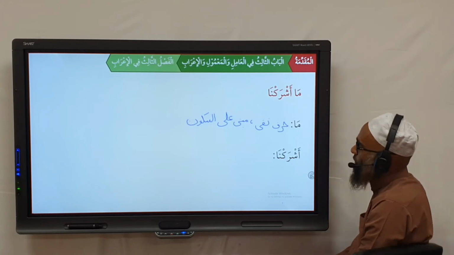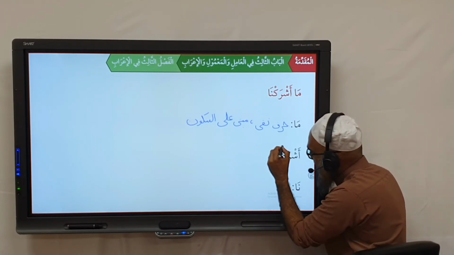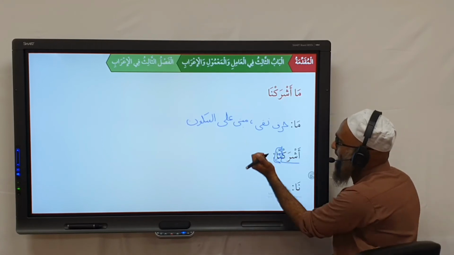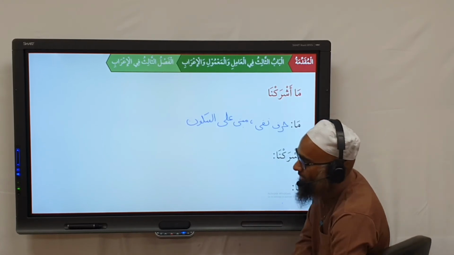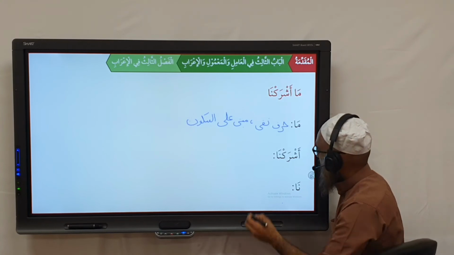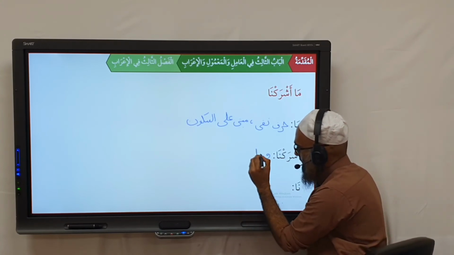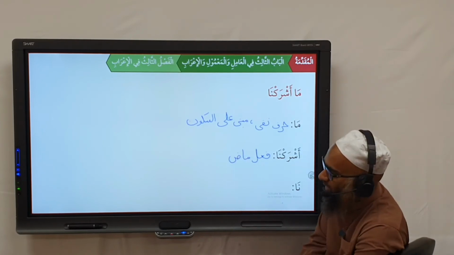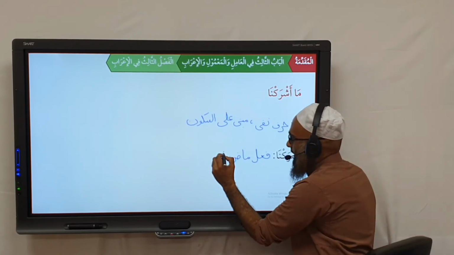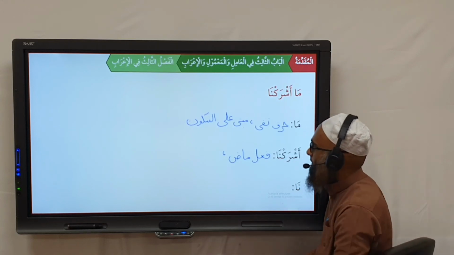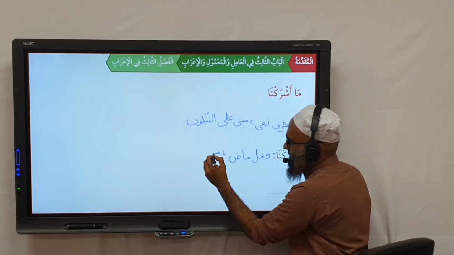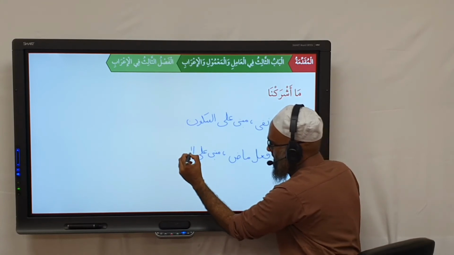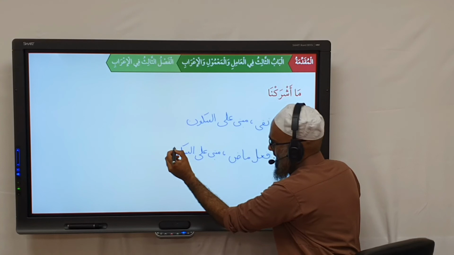Then we have ashrakna. So we have two parts in here. It's ashrakna, but the first part we're dealing with is ashrak, not the na. Okay, so if we write ashrakna, but we're looking at the ashrak part. So what's ashrakna becoming? فعل ماضي أشرك يشرك إشراكا from باب إفعال أشركنا. Okay, فعل ماضي and then مبني على السكون. That's it.